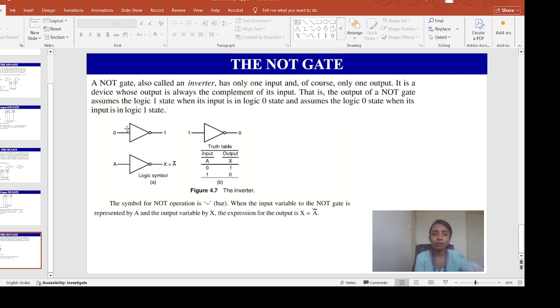This is the logic symbol of the NOT gate. Whatever input you are giving, the output will be the complement of the input. If you give 0, it will be 1. If you give 1, it will be 0. If your input is A, it will give A bar. Now what will be the truth table? Only two combinations are possible, either 0 or 1, so the output will be the complement. The symbol for the NOT operation is a bar. When the input variable to the NOT gate is represented by A and the output variable is X, the expression of output is X equals A bar.